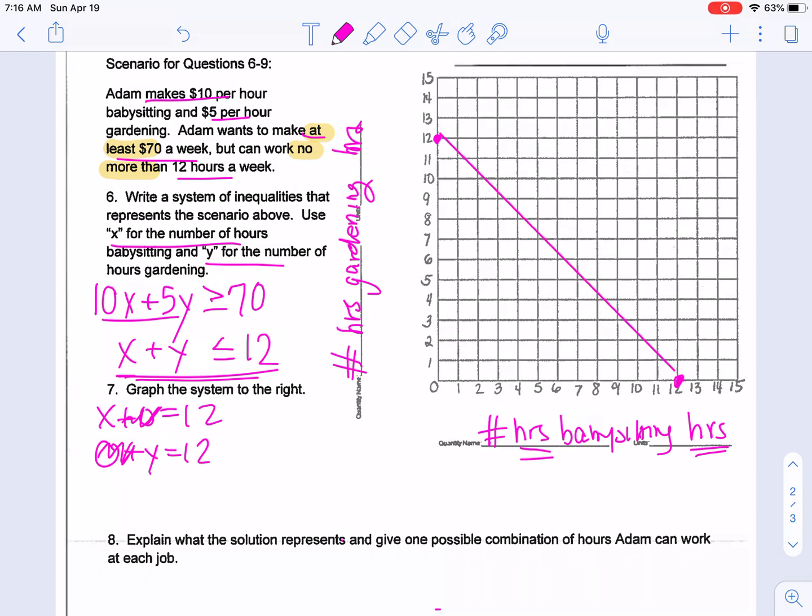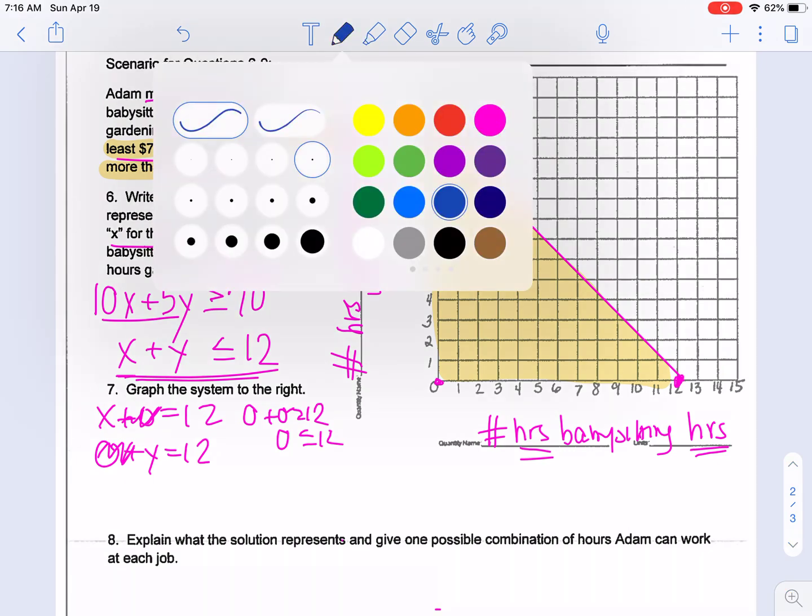All right. And where's our shading? Well, let's use our test point 0, 0. If I plug 0 in for x and 0 in for y, is 0 less than or equal to 12? Absolutely. So we can shade down here. Those are all the number of hours that Adam can work in order to work no more than 12 hours a week. However, we now need to figure out that he's got to make at least $70.